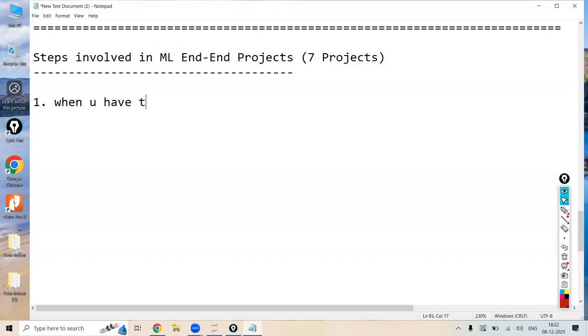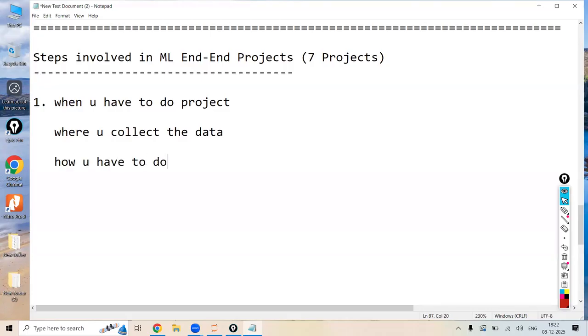When you have to do the project, next, where you have to collect the data, how you have to complete the project, how you have to do these projects, and at the same time, how to use Kaggle computation. Like this, everything we are going to discuss in sequential order.